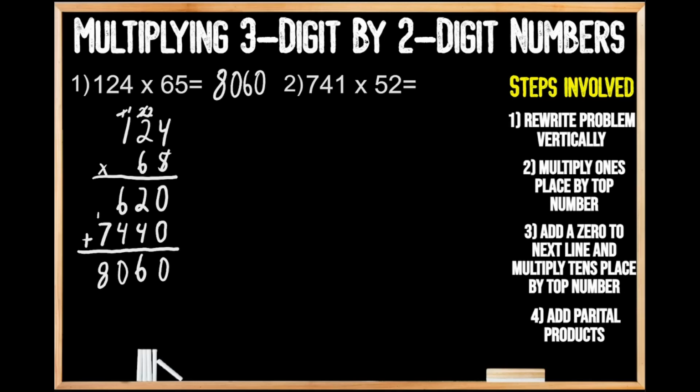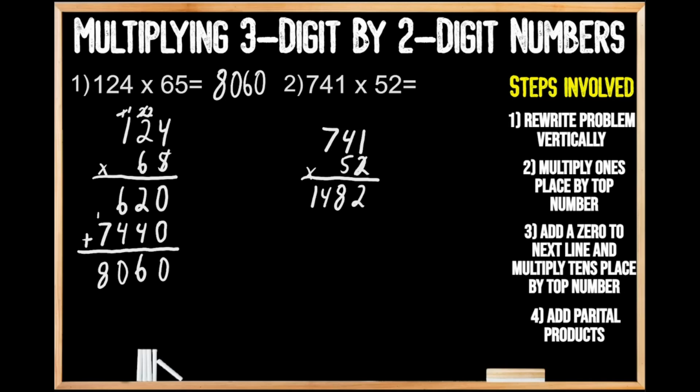So now we're going to move on to question number 2, where this time we're being asked to multiply 741 by 52. So remembering our first step is to rewrite the problem vertically. So we're going to write 741 times 52, and then we're going to start multiplying by our ones place. So 2 times 1 gives us 2, and then 2 times 4 gives us 8, and then lastly 2 times 7 gives us 14. So when we multiply 741 by 2, we get 1,482.